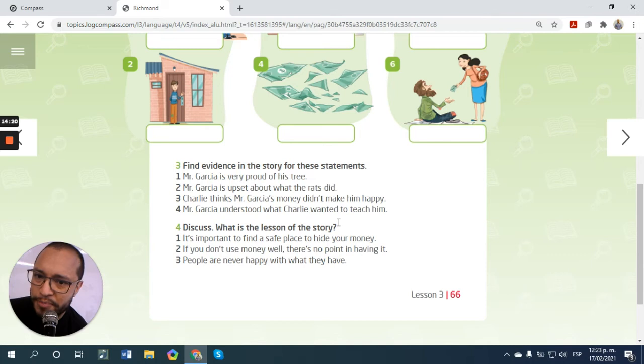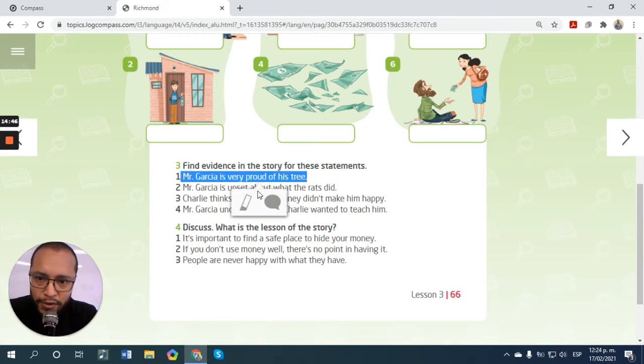So now the point number 3 says, find evidence in the story for these statements. Mr. Garcia is very proud of his tree. Mr. Garcia is upset about what the rats did. Charlie thinks Mr. Garcia's money didn't make him happy. Mr. Garcia understood what Charlie wanted to teach him. Okay. When the book asks us to find evidence in the story about these statements, it is to look at the area in the text where they are talking about this.